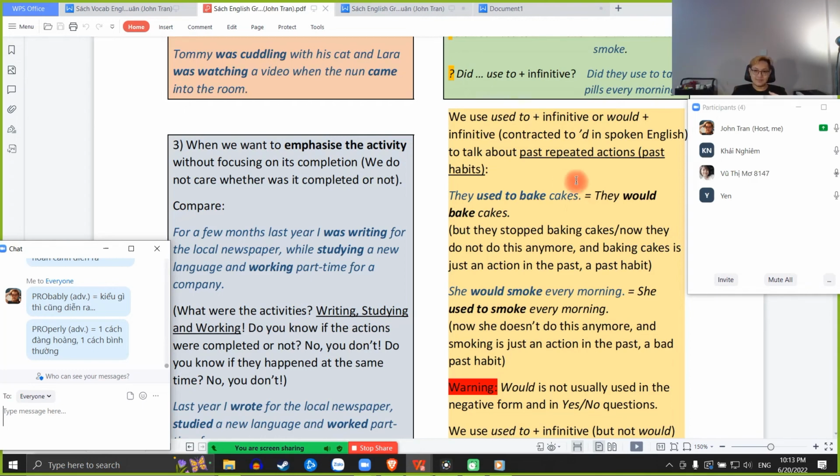She would smoke every morning. She used to smoke every morning. Now she doesn't do this anymore. And smoking is just an action in the past. An action in the past, a bad past habit.